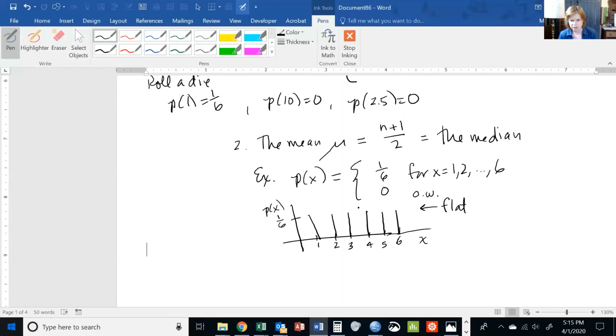And if I put a little dotted line right between 3 and 4, then to the left of 3.5 we've got the same thing as we have on the right side. So this is symmetric, and we have a symmetric distribution. Whenever we have that, the mu is equal to the median. The median here is 3.5.